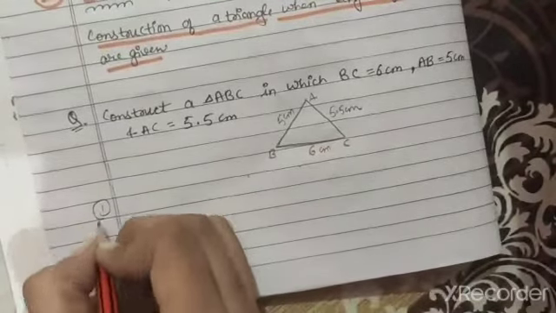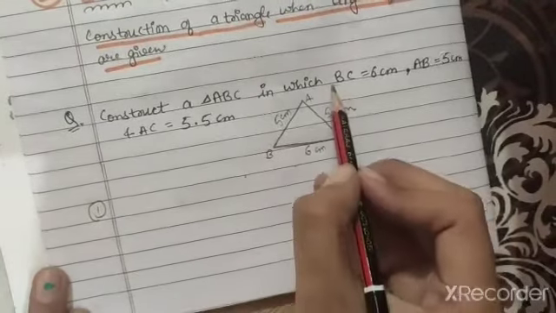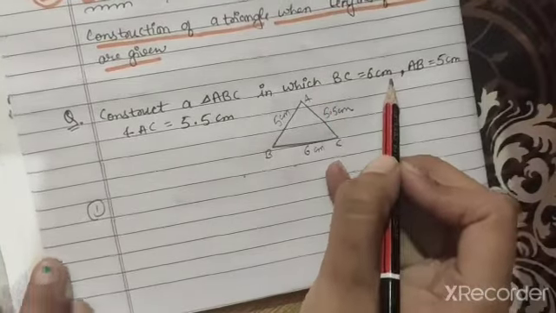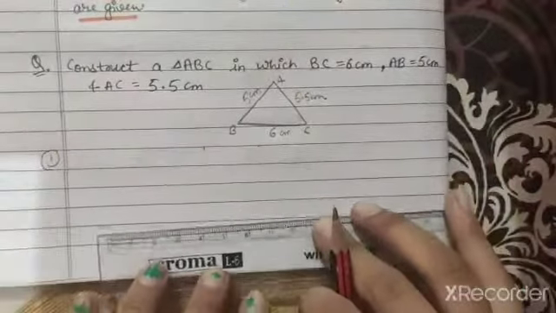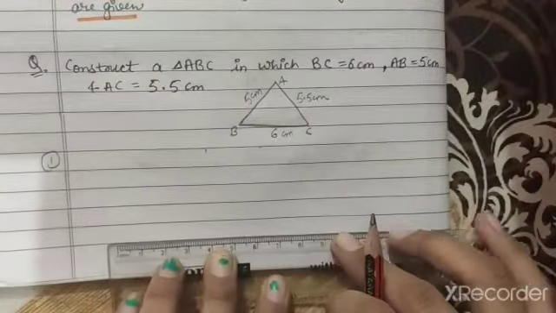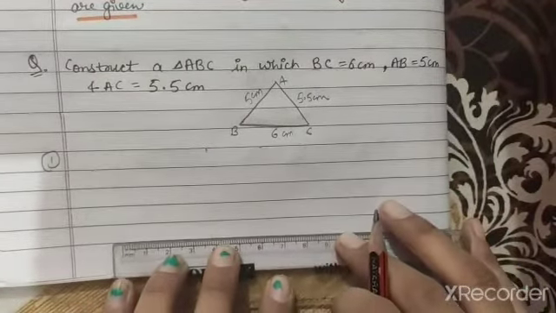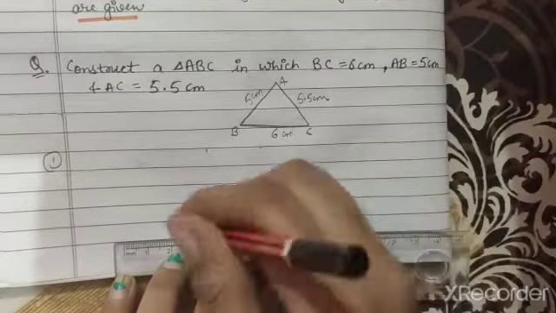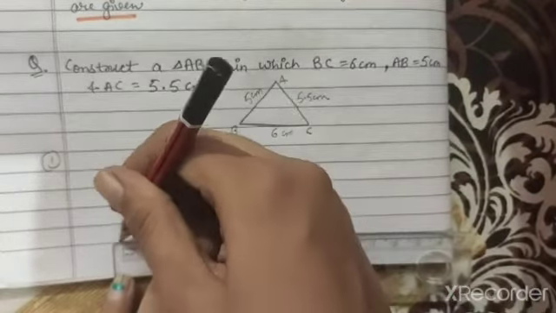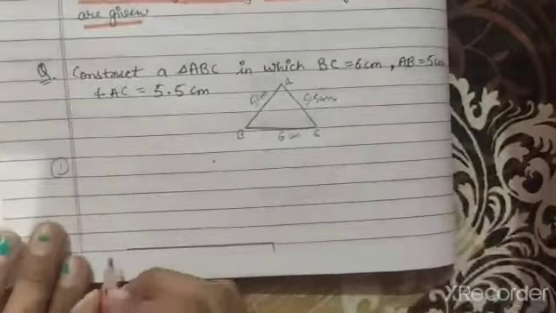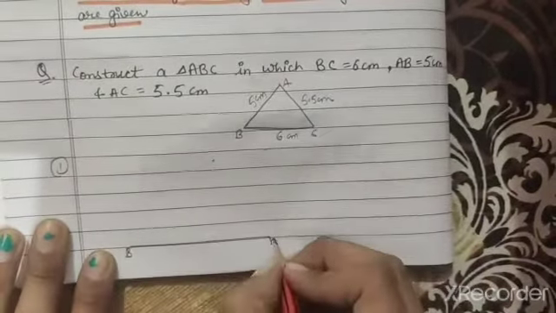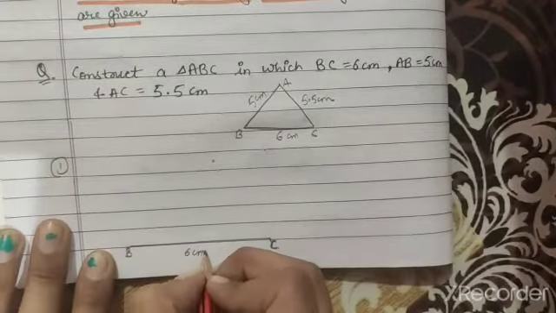So what's our first step? The first step is we will draw the line segment BC which is of measure 6 centimeter. So use this ruler and draw the line which is of measure 6 centimeter. Here we go, from 0 to 6. Just name this BC, and this is of 6 centimeter.